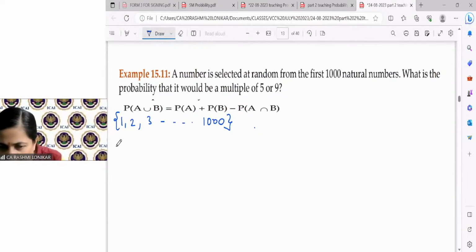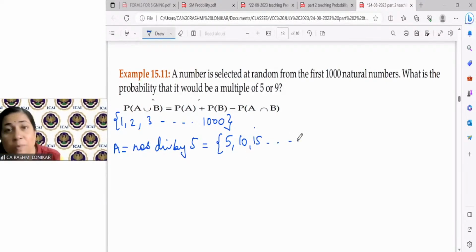Now what is my first set? A is the numbers divisible by 5. What is the first number divisible by 5? 5. Then 10, 15, and so on. What will be the last number divisible by 5? I will check the last number. The last number is 1000. Is it divisible by 5? Yes. So I have 1000.